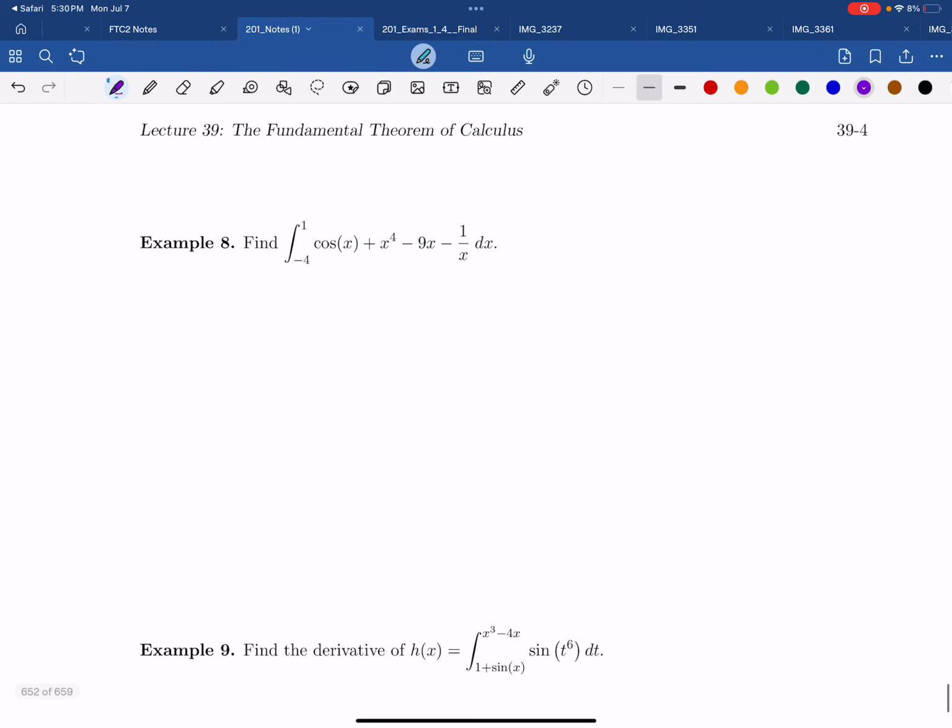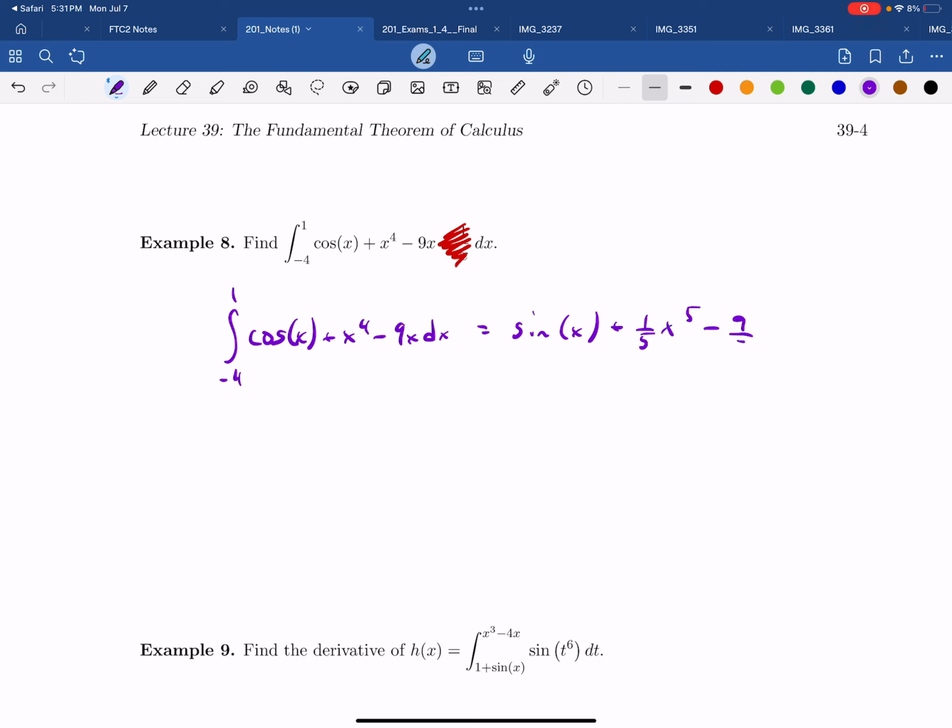All right, let's do a couple more examples. This integral right here, let's actually get rid of this right here. That's going to cause us problems. So we're going to get here the integral from negative 4 to 1 of cosine of x plus x to the 4th minus 9x dx is going to equal sine of x plus 1/5 x to the 5th minus 9/2 x squared from negative 4 to 1. And so we just plug this in. This is not going to be a nice answer, by the way.